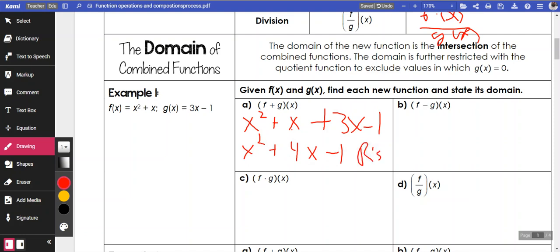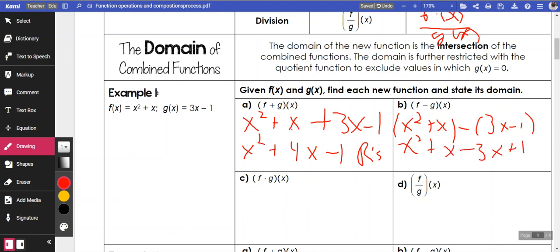Now, when you look at subtraction, it's probably easier to go x squared plus x, right? But then it's minus 3x minus 1. So what happens there? x squared plus x minus 3x plus 1. And what does that get you? It gets you x squared minus 2x plus 1. And that's a polynomial, so its domain is all reals as well.